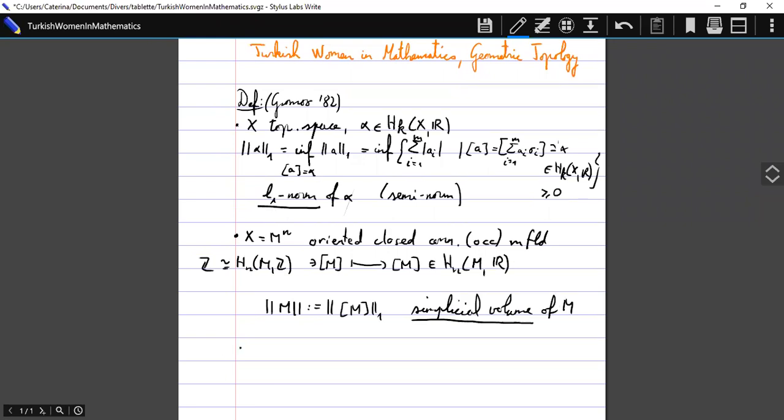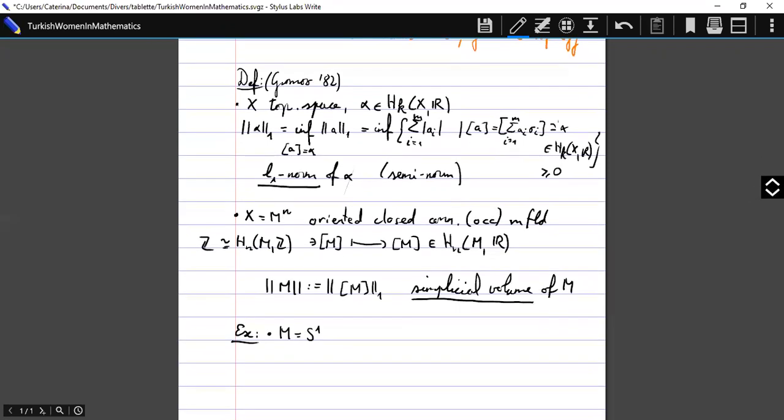And let us compute a simple example to get an idea of what the simplicial volume is and what it measures. So let's do the simplest example we can think of for a one-dimensional closed oriented connected manifold, the circle. If we want to compute its simplicial volume, what we have to do is look for representatives of its fundamental class with real coefficients, take the L1 norm, and look for the infimum. So let's try to find such representatives.